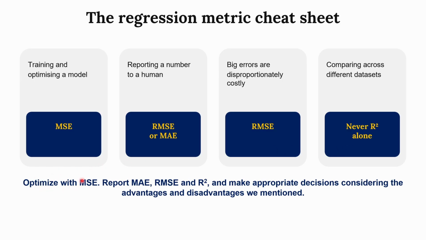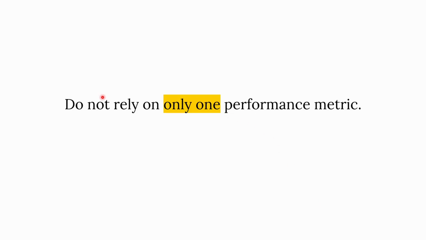So you should optimize the model during the computations with mean squared error. You should report the mean absolute error, root mean squared error, and R squared, and make appropriate decisions considering the advantages and disadvantages that we mentioned for all of them. So the lesson here is, do not rely on only one performance metric.